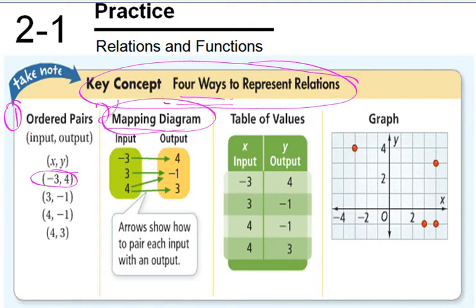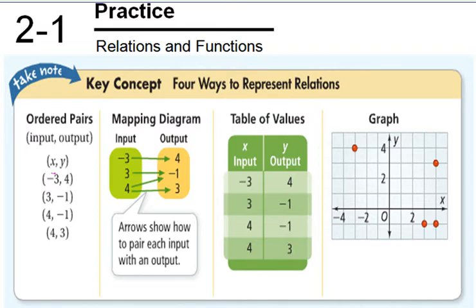With the mapping diagram, you're going to take every x and every y, and you're going to make two columns, one for the x and one for the y. So look, we've got a negative 3, a 3, and a 4. And we only list it once in the mapping diagram. So now we've taken care of our x values. Now let's look at the y values. We're going to have a 4, a negative 1, and a 3.